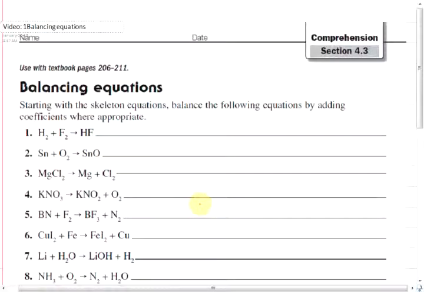This is an introductory lesson for balancing equations. When I balance, I start on the left side of the equation and I look to see what the first element has as a number. In this case, hydrogen has 2. I come to the right side of the equation and I put a 2 in front of the hydrogen.